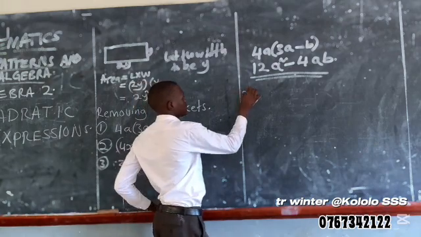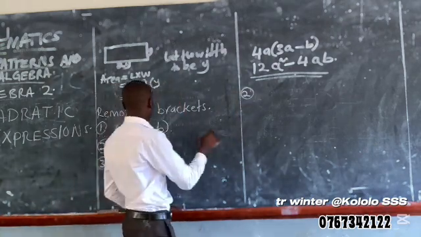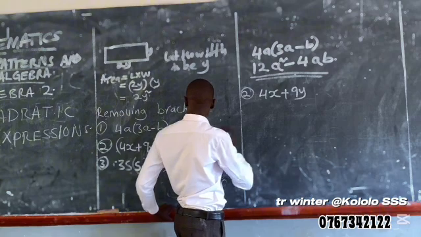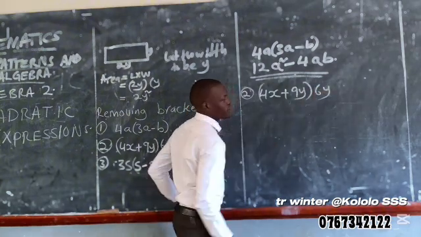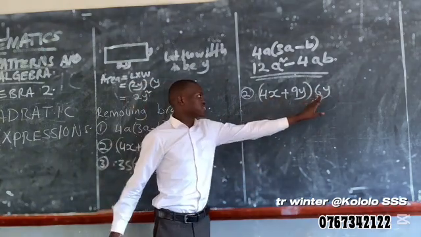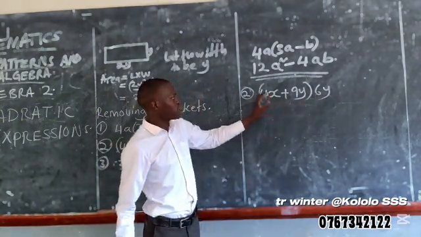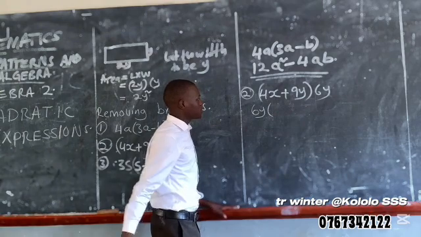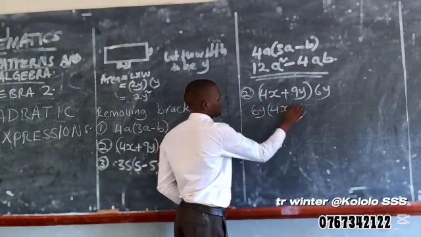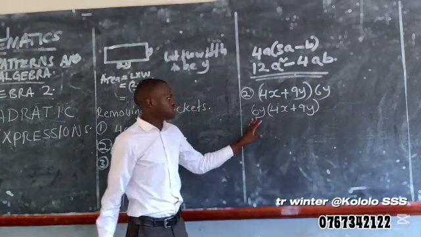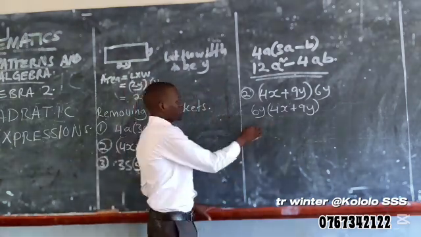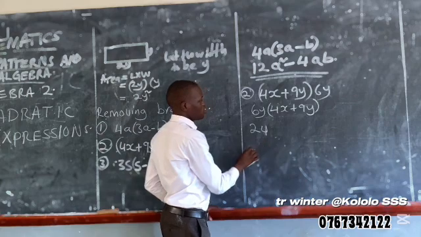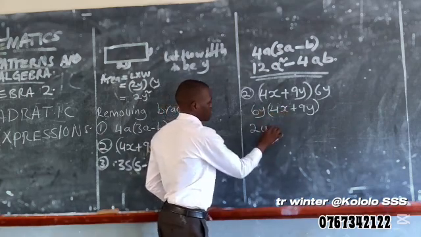We can see number 2. It is 4x plus 9y into 6y. What you must know is that this 6y is multiplying both 4x and 9y. Let us arrange and put 6y this side. 6y times 4x. You multiply 6 times 4, it gives us 24. Then y times x, you come up with yx.